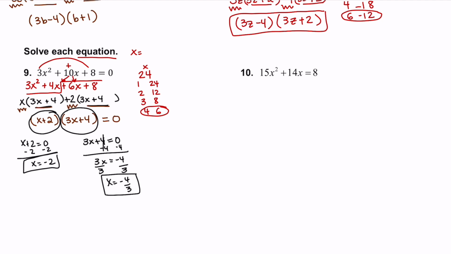Now on number 10, it is not set equal to 0, it is set equal to 8. So first thing we need to do is set it equal to 0. So I'm going to minus 8 from both sides. I have 15x squared plus 14x minus 8 equals 0.